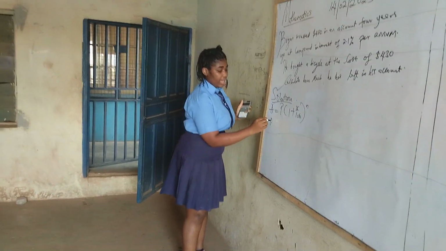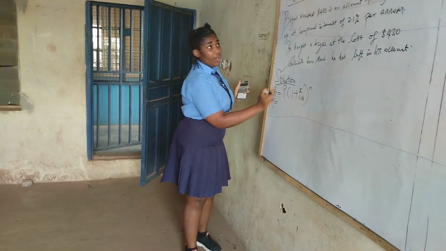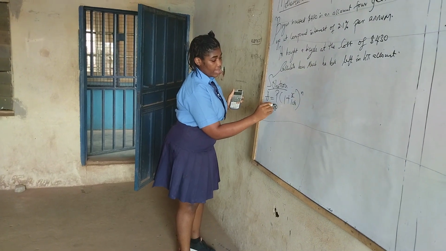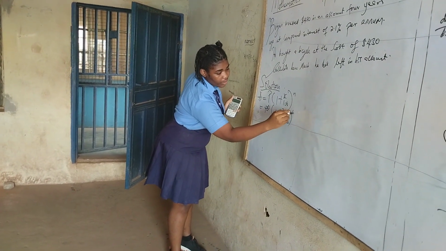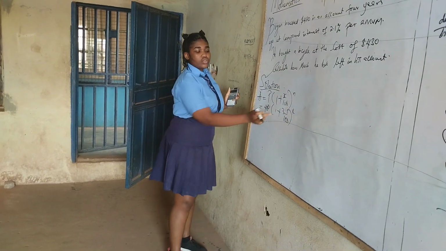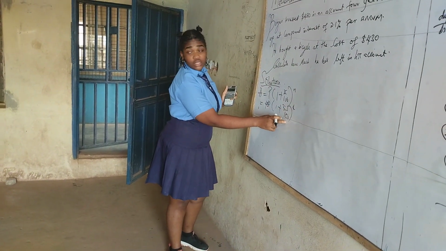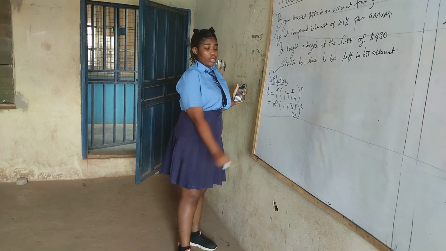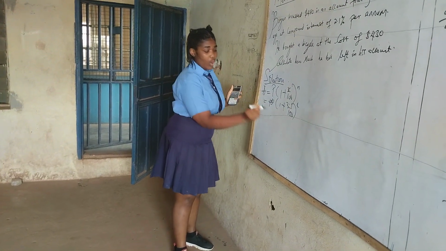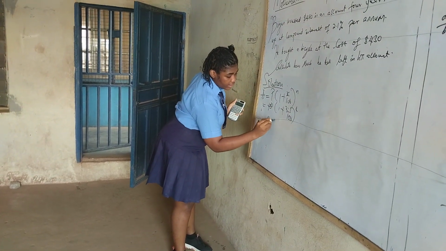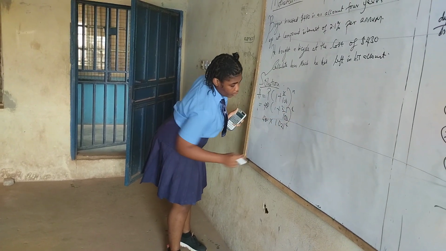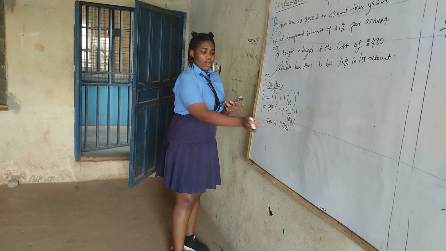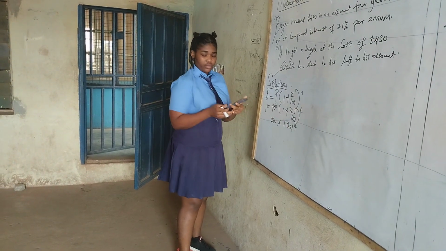And then the amount is equal to money invested, 480, times (1 plus 2.1 over 100) to the power of n. Then 2.1 over 100 is equal to 0.021, plus 1, which gives 480 times 1.021 raised to the power of 4. Then 1.021 to the power of 4.